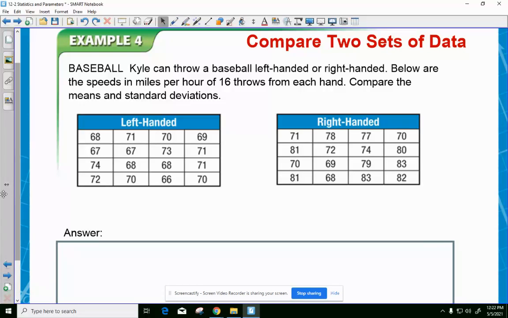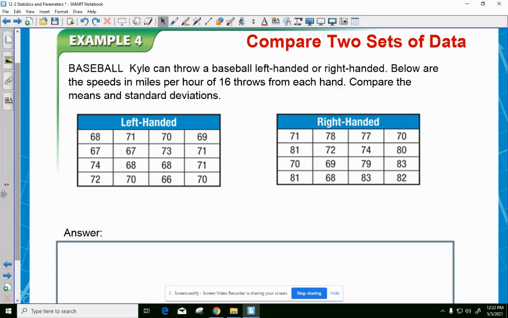Knowing that information now, what do we say about Kyle as a pitcher? What do we say? So he's statistically faster as a righty. I would agree with that statement. What else could we say? What makes you say that his consistency level drops off as a righty? Okay, so the standard deviation for his right-handed pitches is higher than it is for his left-handed pitches.